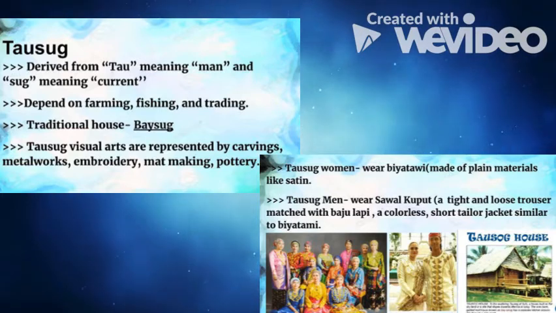Tausug women, class, just like the other groups of cultural communities, have different clothes to wear. They wear biyatao for the women, made of plain materials like satin. Yeah, we have this one, the satin. Tausug men wear sawal kupot, a tight and loose trouser matched with baju lapi, a colorless short tailored jacket similar to the biyatami.